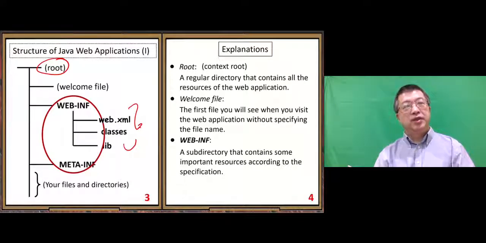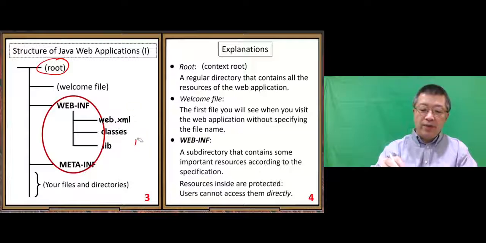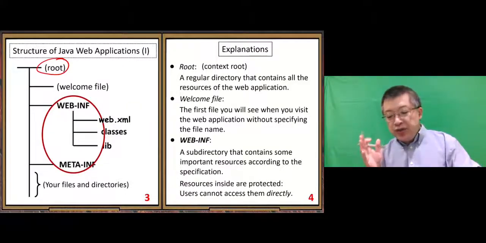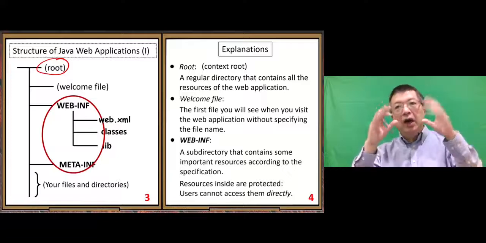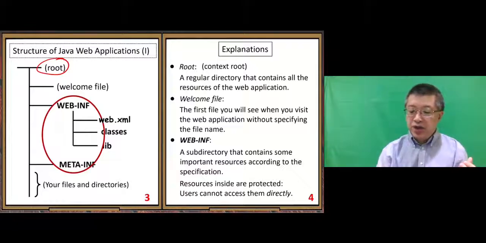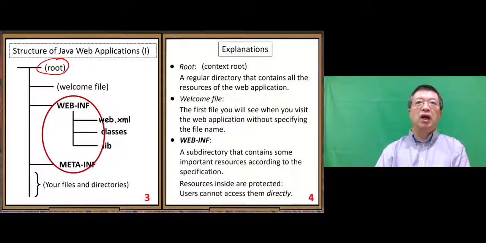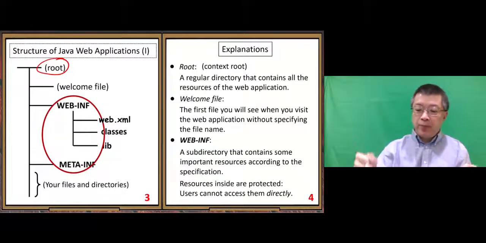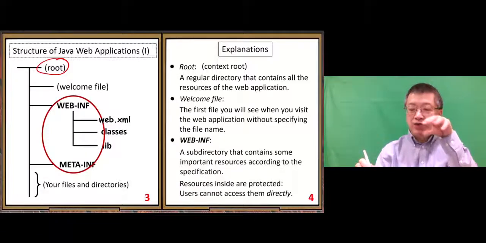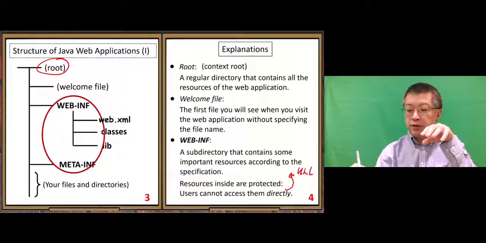Based on the specification also, there is an important property for this one. Resources inside this folder are protected. What do I mean by protected? The users cannot access them directly. What do I mean by directly? Directly means you access the resource inside this folder through URLs.